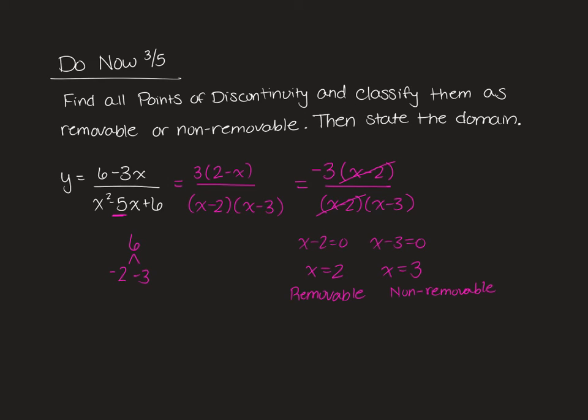Okay, and we've got to state the domain. So the domain of this function is broken up at those points of discontinuity. So we can say that our domain runs from negative infinity to 2, from 2 to 3, and then 3 to infinity. That's our domain.